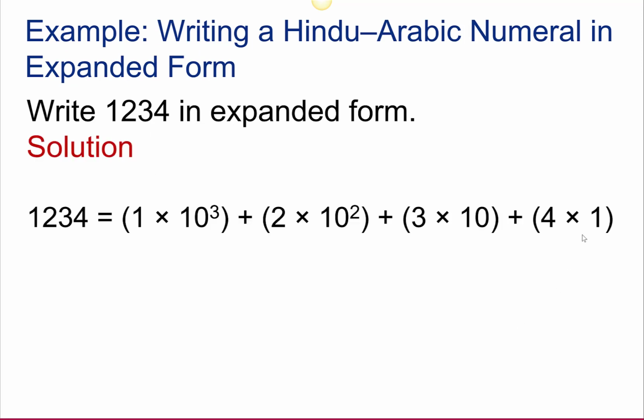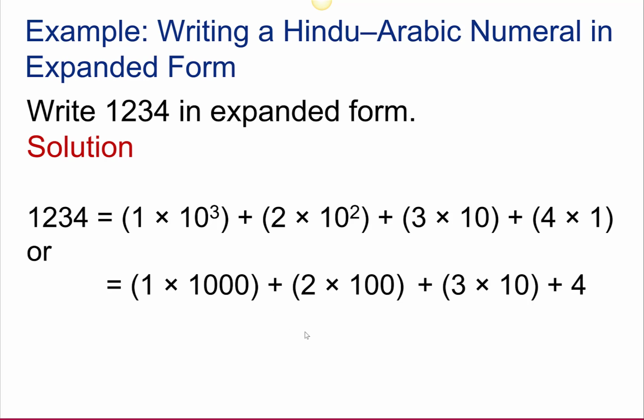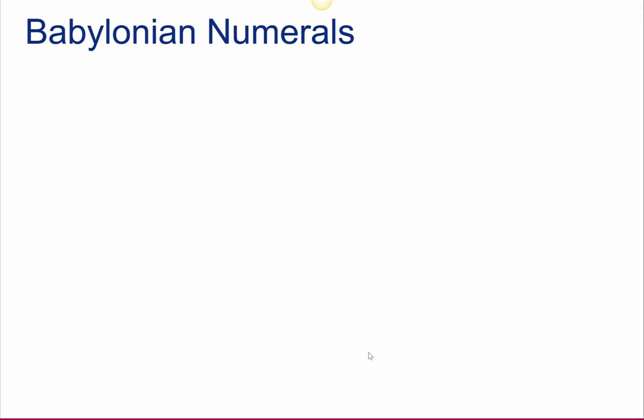So working from the right, we have 4 times 1, move over to the 3, we're going to multiply 3 times 10, and we move over one more to the left, 2 times 10 squared, 1 times 10 cubed. Or we can also write it like this and show the actual power of 10 multiplied out.